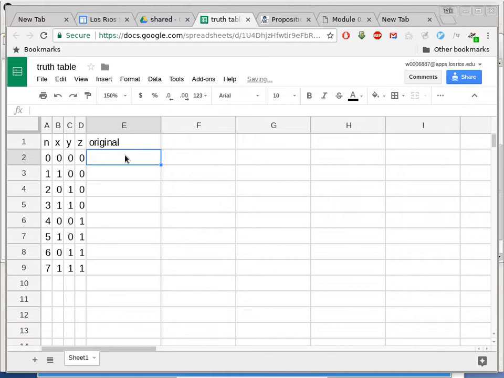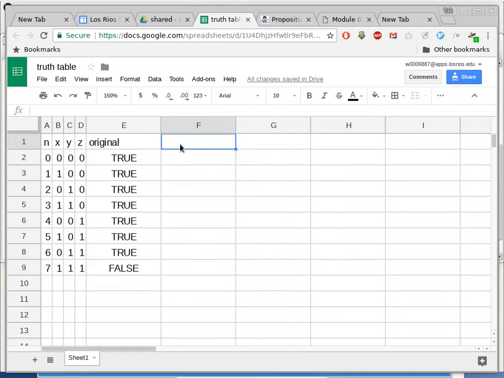The original equation in this case is the negation applied to the conjunction of x, y, and z. And we have a specific column like that. And then the De Morgan's law transformed equation is that one. It's a conjunction on the inside, so now we need a disjunction, right? So this one becomes the disjunction, the or, applied to the negation of the individual terms.